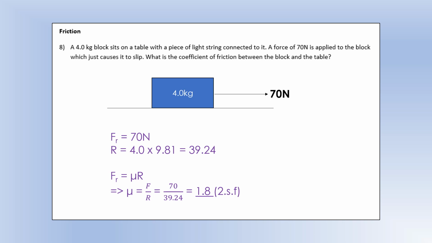The normal contact force in this case is easy to calculate because there's only one downward force, the weight force, so the normal contact force must be equal to that. And then we can just rearrange our equation for friction to find out that mu is 1.8.